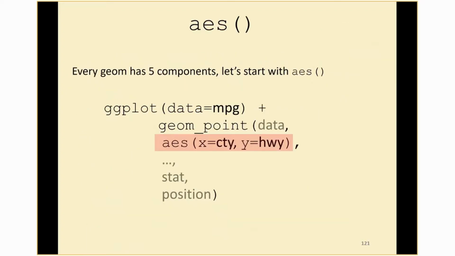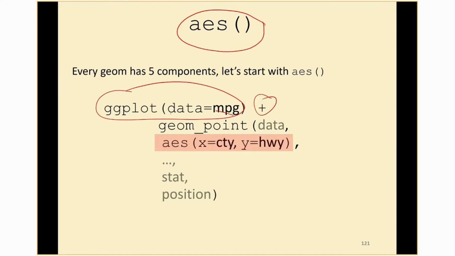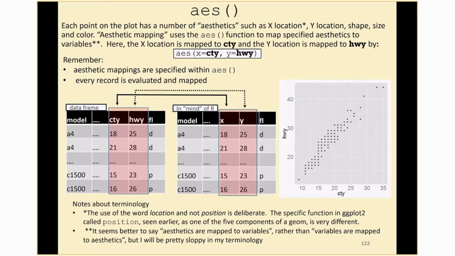So, this rather odd duck, aes. What's it doing? If we think about our template, we've got our plotting function, we add as a layer our geom, and within our geom, we've got this aes business. What's it doing? Here we've got a simple scatter plot with highway on the y-axis and city mileage on the x-axis.